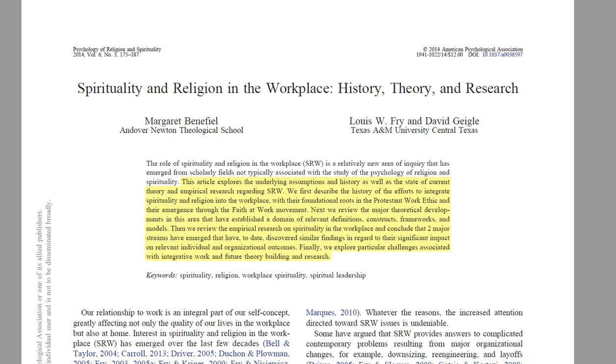Then what I do next is I go ahead and I look at the abstract over here, and in this highlighted area I can very clearly see what the authors are doing, and essentially they're exploring underlying assumptions in history. They're looking at major theoretical developments and so on, and I can see that right here in the abstract. So there again, what that immediately tells me is that this is an overview of research and not a study that they themselves have currently done.